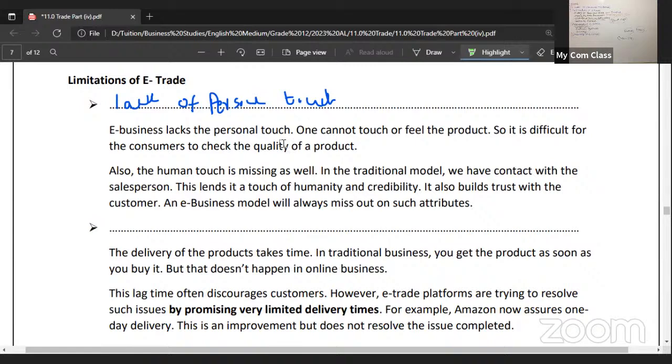Please highlight. One cannot touch or feel the product until it arrives, right? Till the product arrives, you are waiting. But what will happen? Expectation versus reality. They put a nice photo and show a good video of the product, but after you actually order it, it's really disappointing sometimes, right?